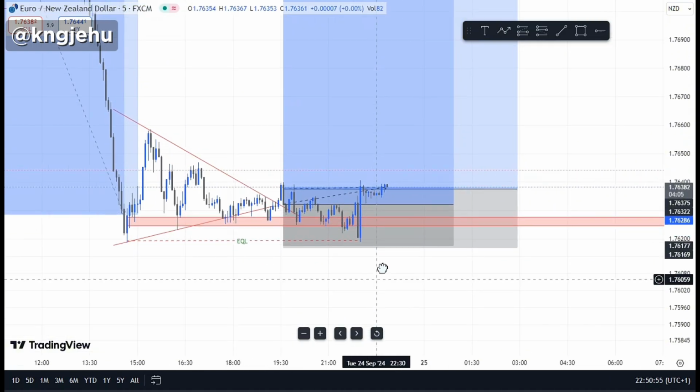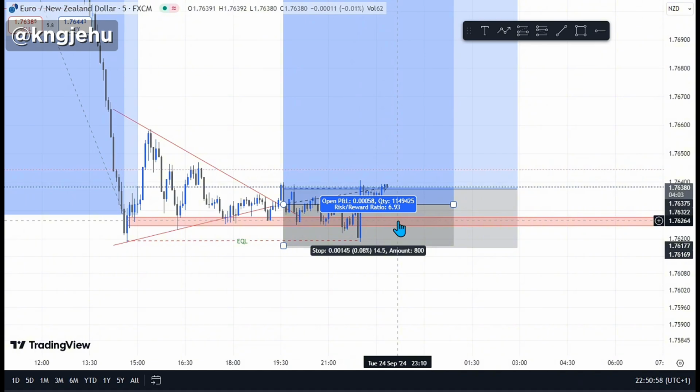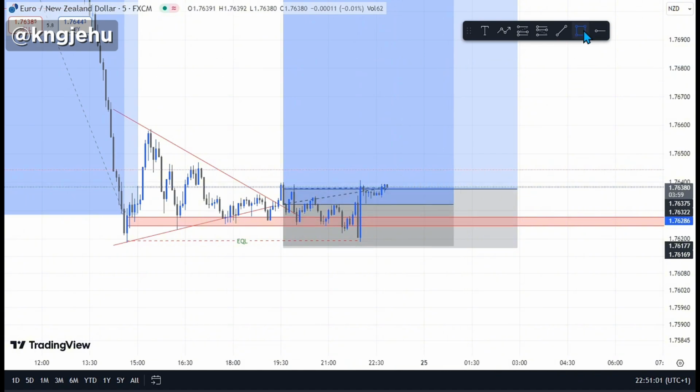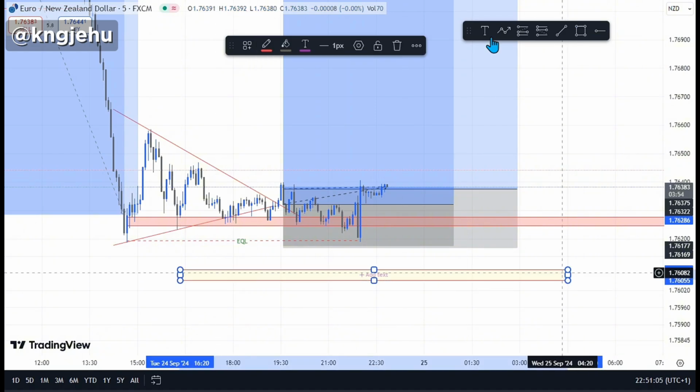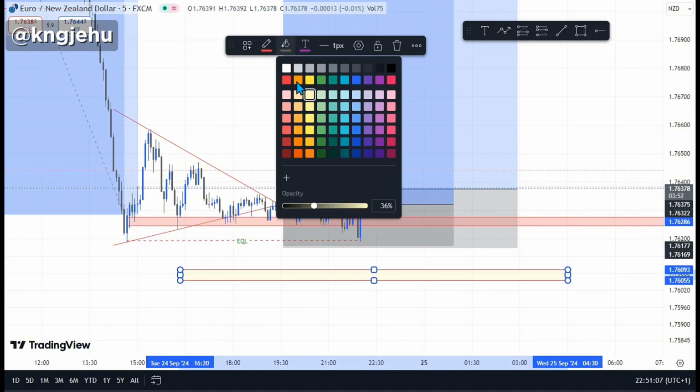Now I'm still expecting price to come into the support zone and buy off, because whenever we have a support zone, I think I'm giving too much sauce out here.